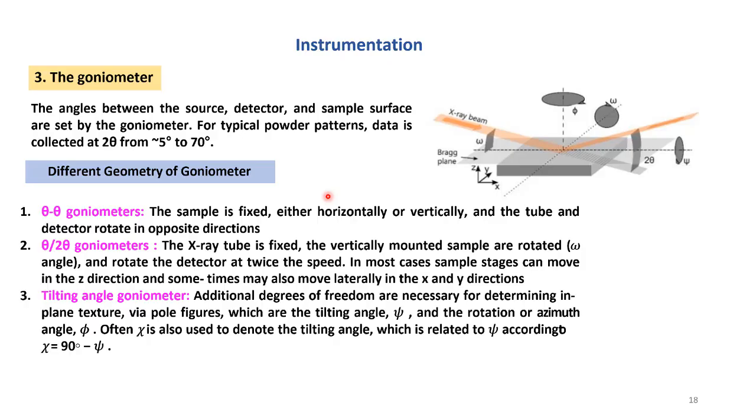Then different geometries of goniometer. We have the theta-theta goniometer, where the sample is fixed either horizontally or vertically, and the tube and the detector rotate in opposite directions. Then we have the theta-2theta goniometer, where the X-ray tube is fixed and the vertically mounted sample is rotated, and the omega angle is also rotated, and the detector. So this is the omega, this is the z axis, this is the phi axis, and this is the theta axis.